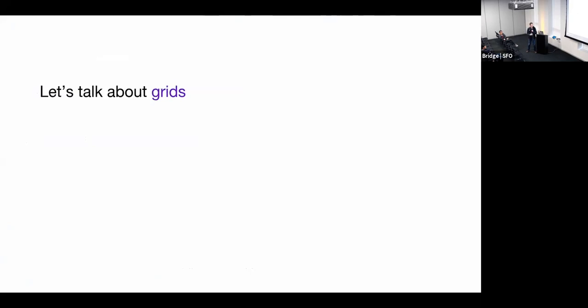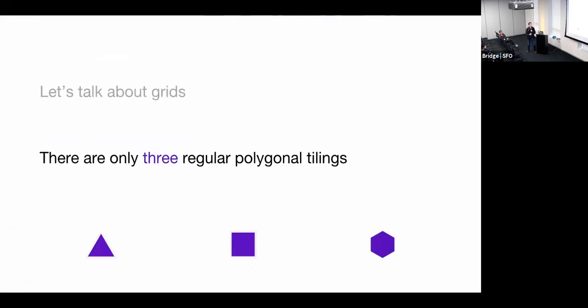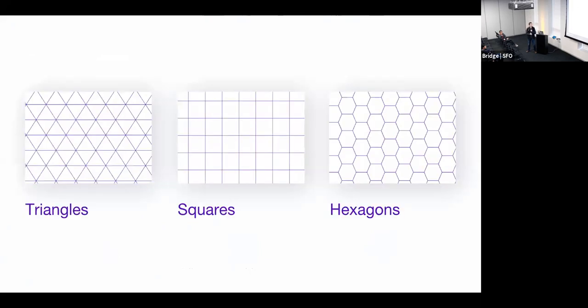So let's talk about grids. There are three regular shapes that you can use to tile a grid: triangles, squares, and hexagons. This is what they look like when you tile them out. So we wanted to come up with a framework for how we would choose the best one of these.